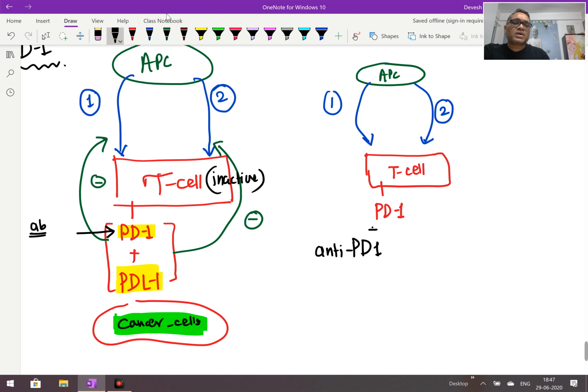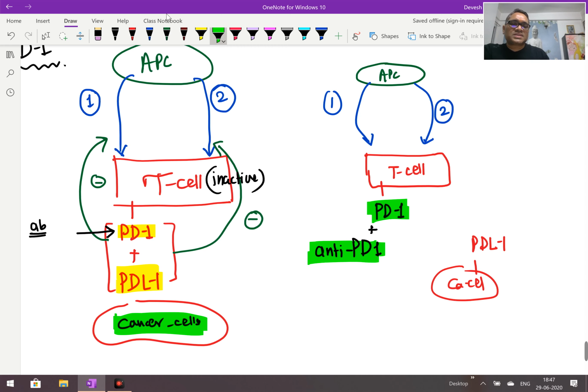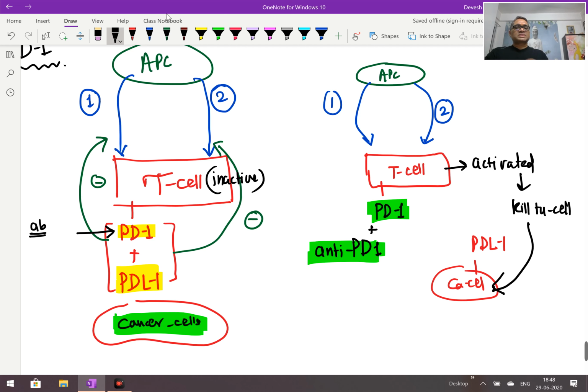So scientists discovered a drug which is an antibody to PD1. Anti-PD1 will combine with this PD1, and as a result the cancer cell PD ligand will be spared. So you can see that PD1 is combining with anti-PD1, and this is how the T cell is not getting affected by the cancer cell. As a result, the T cell is activated, and after that it will kill the tumor cell like this, right?